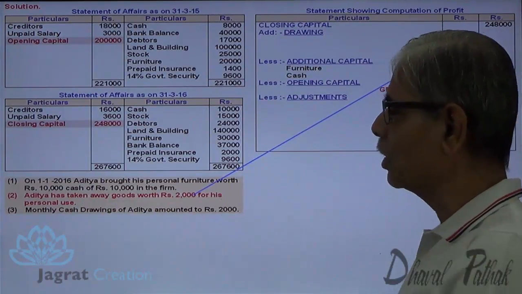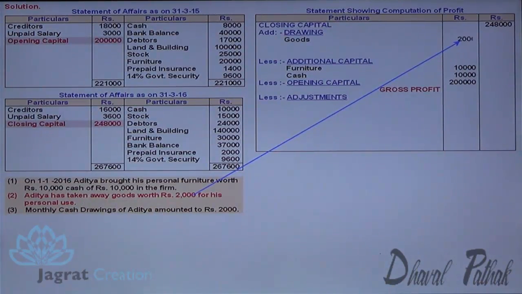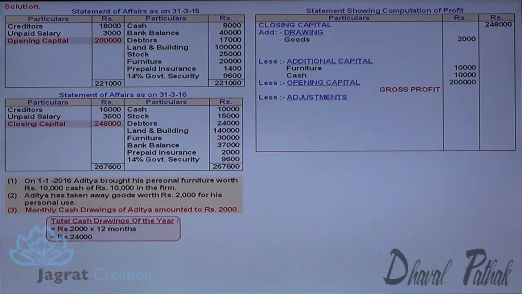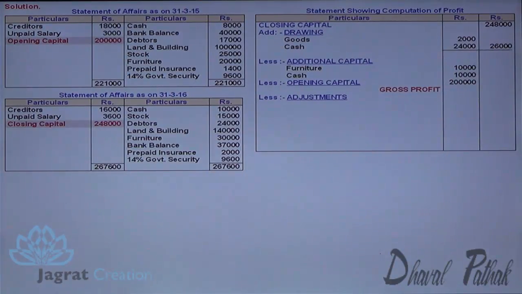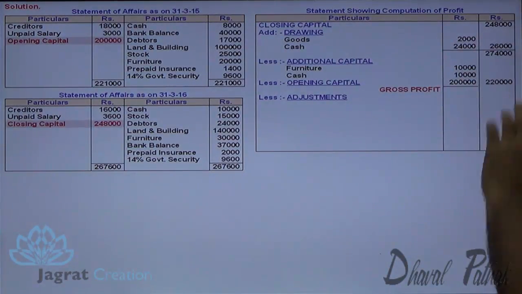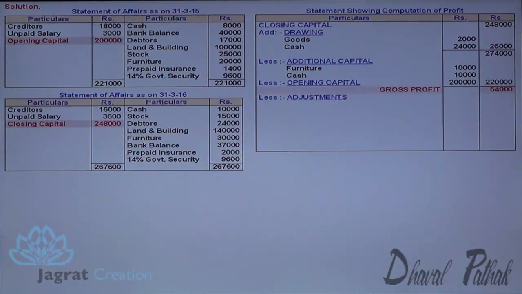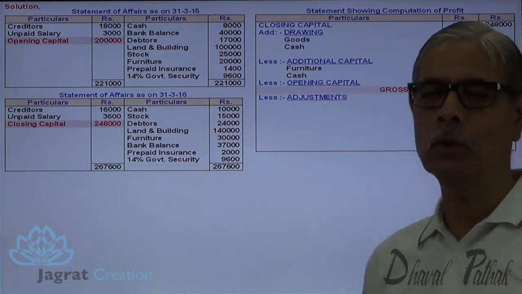Aditya has taken goods of 2,000 for personal use, that is drawings 2,000. And monthly cash drawings of Aditya 2,000 per month. So 2,000 into 12, 24,000 are the drawings. So total drawings are 26,000. Closing capital plus drawings minus additional capital and opening capital, you get a gross profit of 54,000.